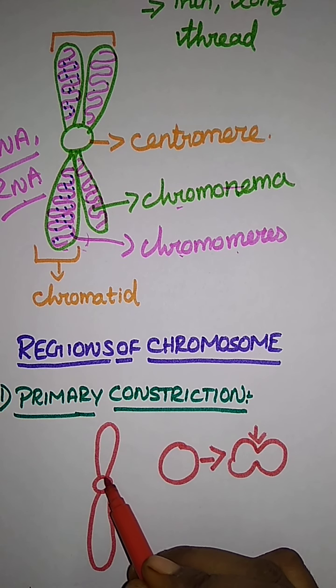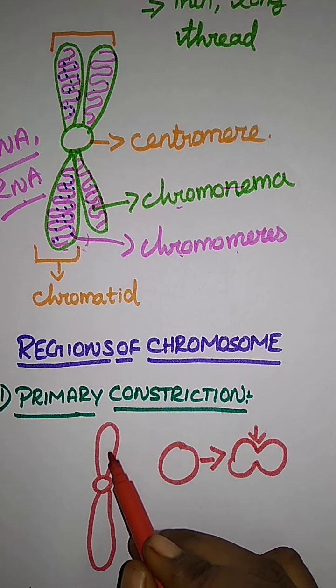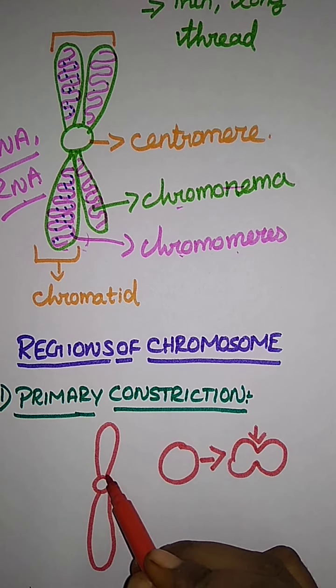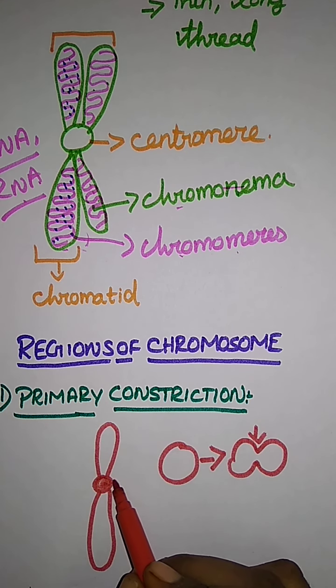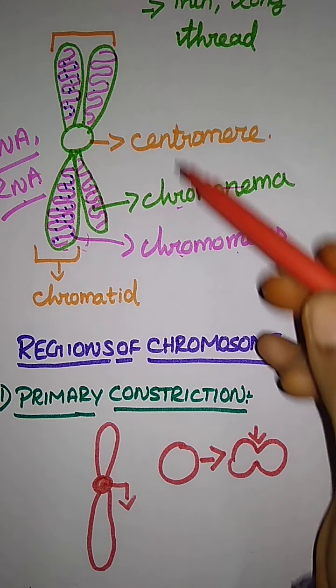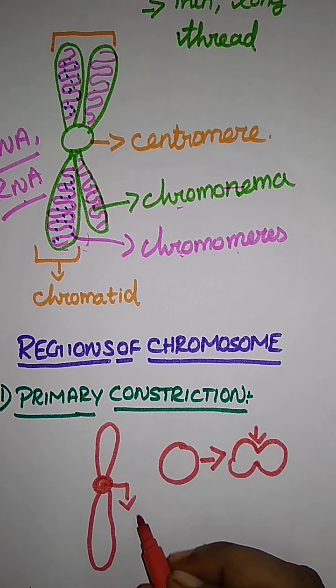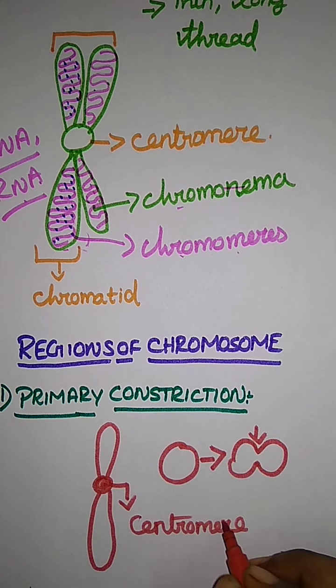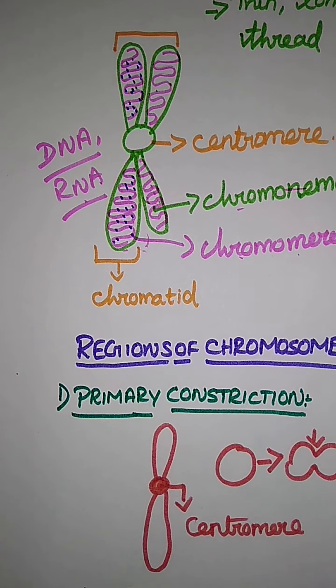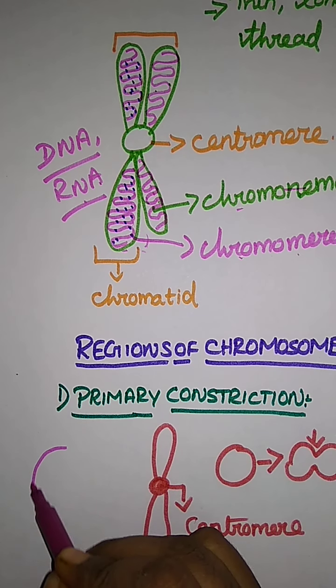Same like that here also, a primary constriction in the chromosome. Where each arm is attached to the center point is called the primary constriction. This part is called the primary constriction. We already wrote the name also, that is the centromere, or primary constriction or centromere. And a centromere is the region where spindle fibers meet at the time of cell division, they said. Put a point for that.